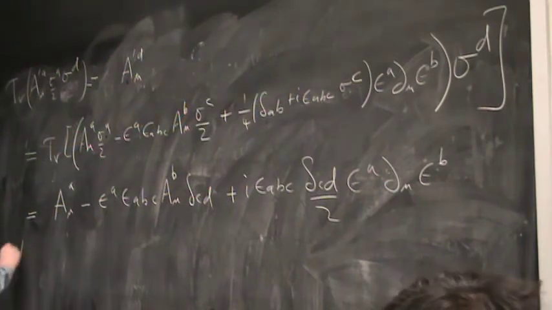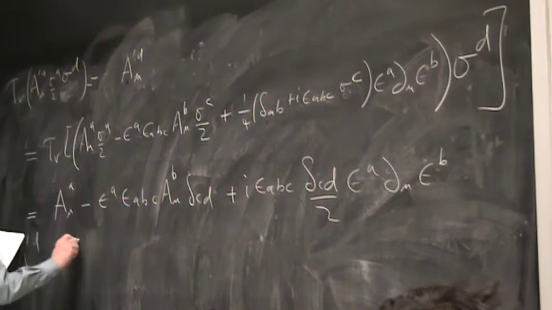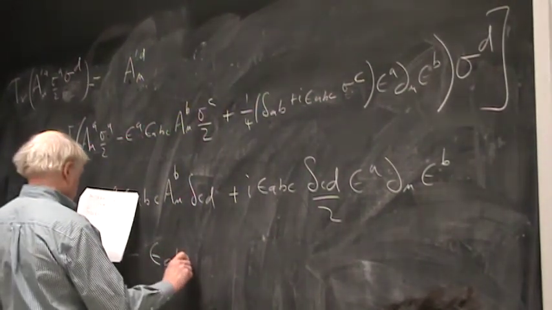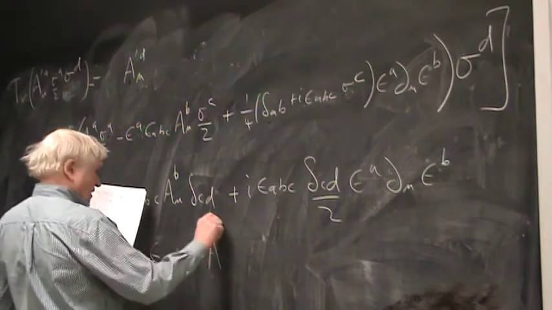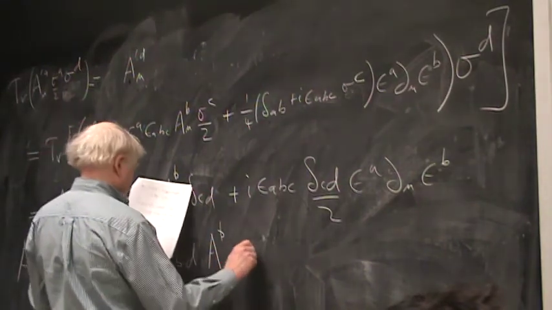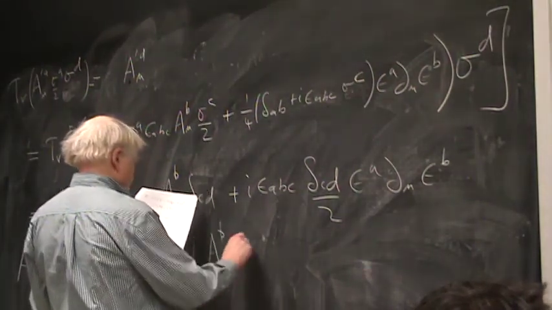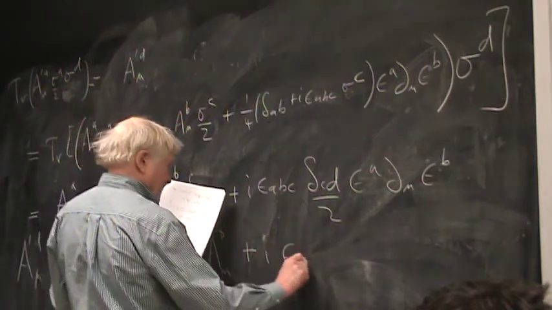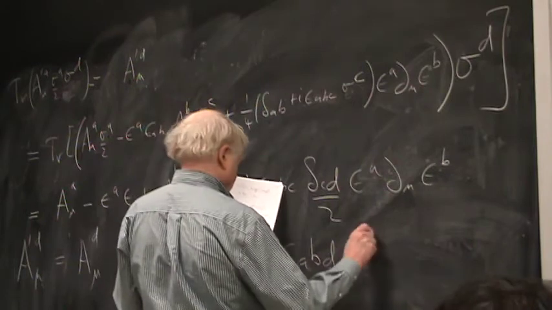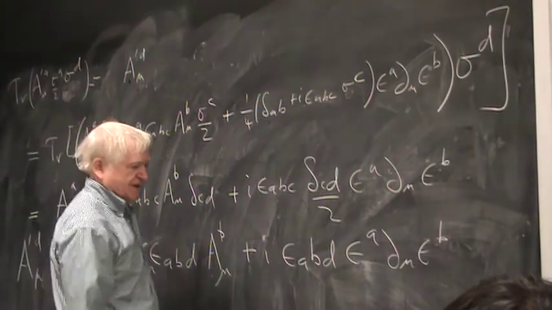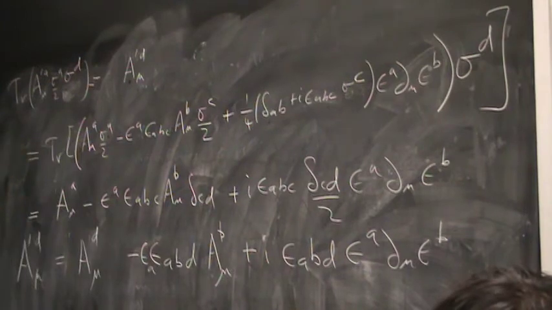Okay, so finally what we have then is A prime d mu is equal to A d mu minus epsilon a b d, and I guess I should put that in here, and then plus i epsilon a b d epsilon a d mu epsilon b. Okay, but this epsilon is totally anti-symmetric, so you can rearrange the indices to suit your own concept of beauty, but anyway, whatever it is, this is the equation.